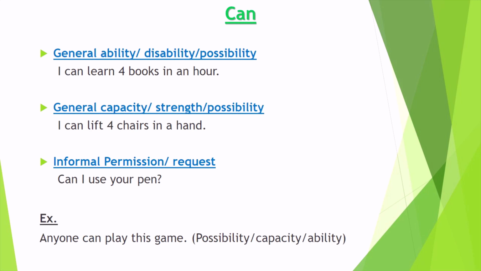If I talk about informal permission, we use can. Informal permission and informal request both mean almost the same. What is informal? Let's clarify it. Informal means the permission or the request you are making to either the peer group, the people who are of same status or same age, or the younger people. But the people who are elder, who are respectable, to those we use formal permission only, formal request only.